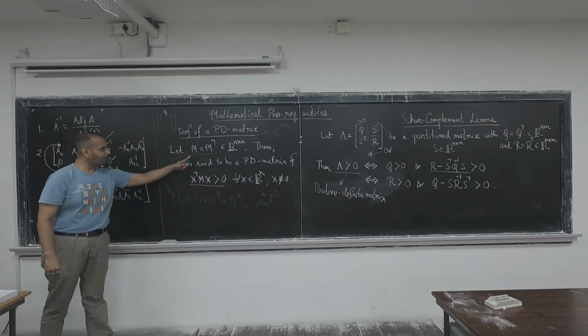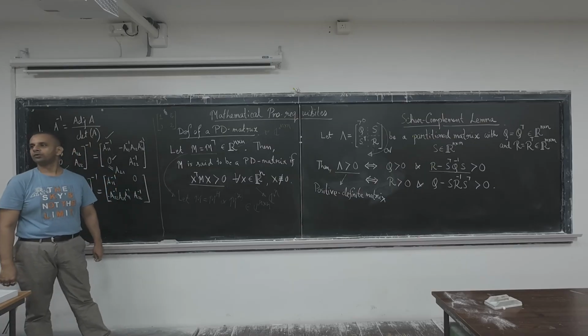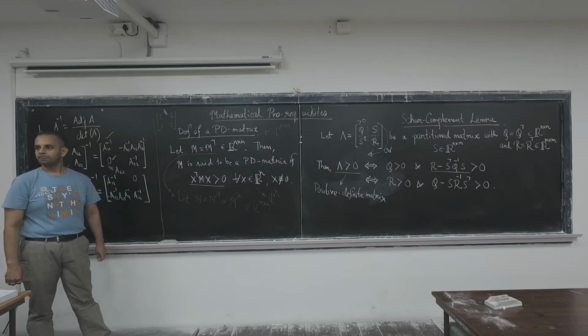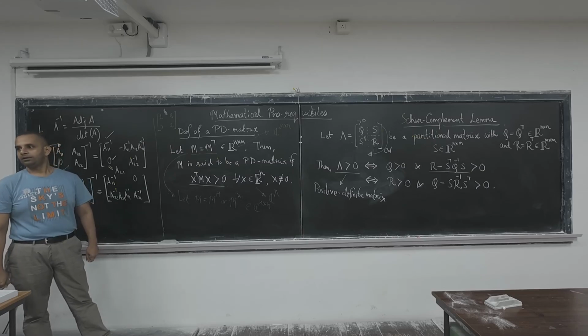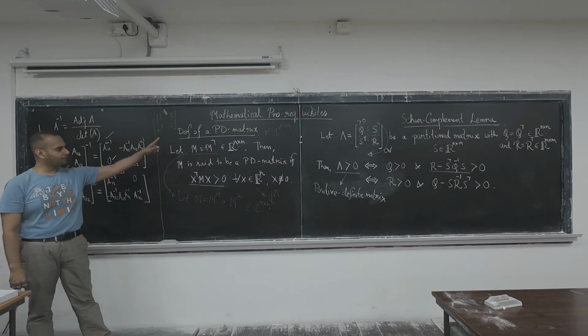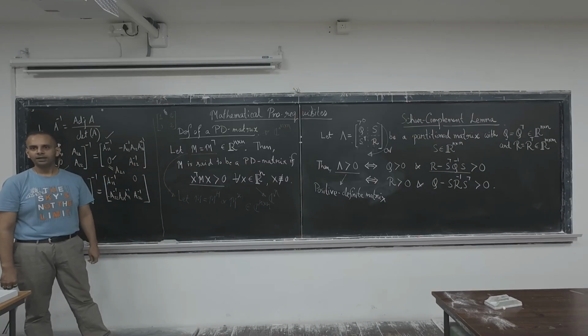I am asking why this symmetry condition has been imposed. The reason is it's a sufficient condition which guarantees that all the eigenvalues would be real. Once again, this symmetry or Hermitian property is the sufficient condition for guaranteeing all the eigenvalues to be real.